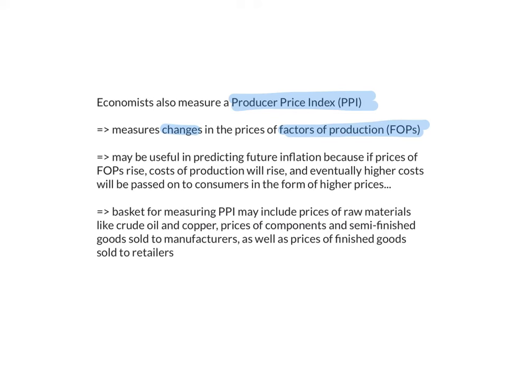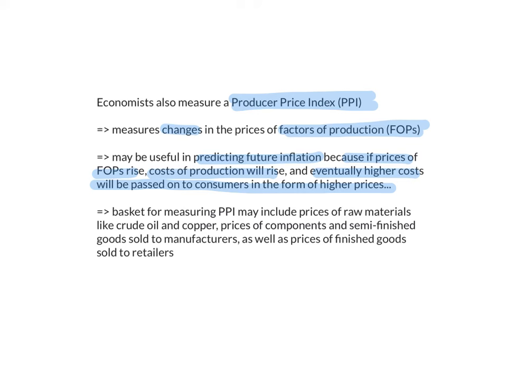So the PPI is very useful in predicting future inflation because if the prices of the factors of production rise, costs of production will rise, and eventually these higher costs of production will be passed on to the consumers in the form of higher prices. So calculating the producer price index helps in predicting future inflation.